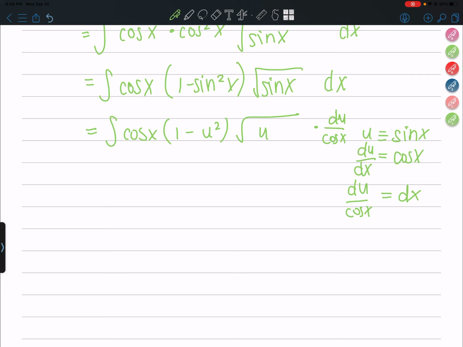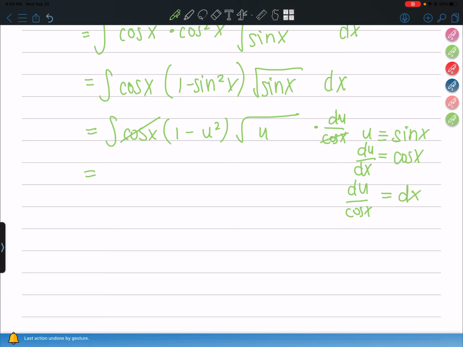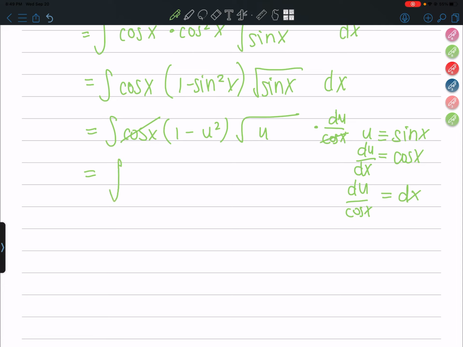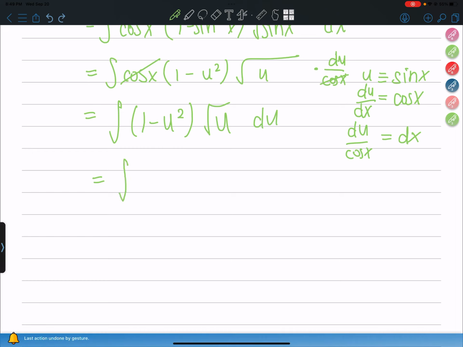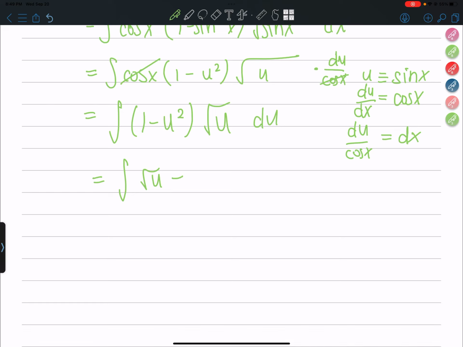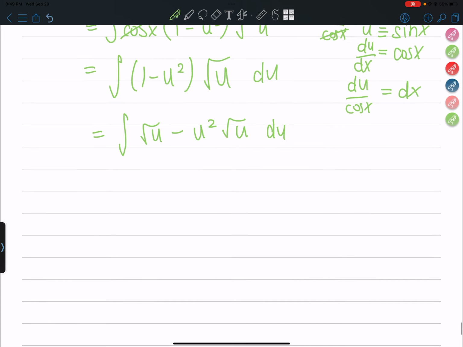Okay, and then because we're seeing the 1 over cos x here and the cos x here and they're multiplied, we can cancel them out. So we're left with the integral of 1 minus u squared times square root of u, then du. And then let's expand, because that makes things easier in this case. So we're at, okay, du, don't forget that.